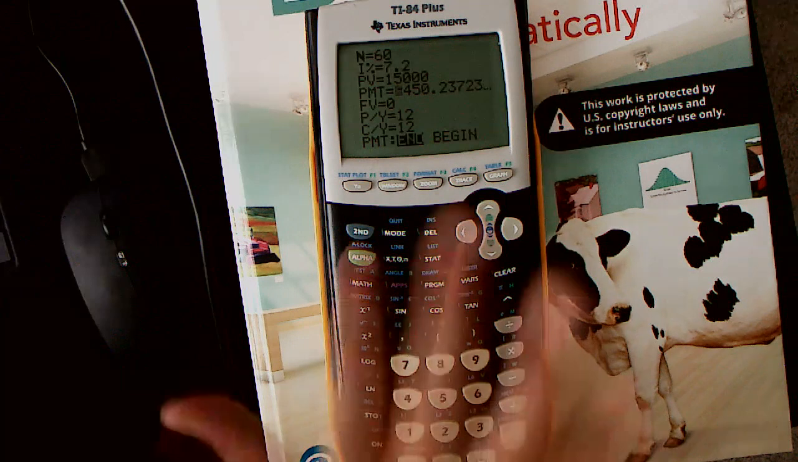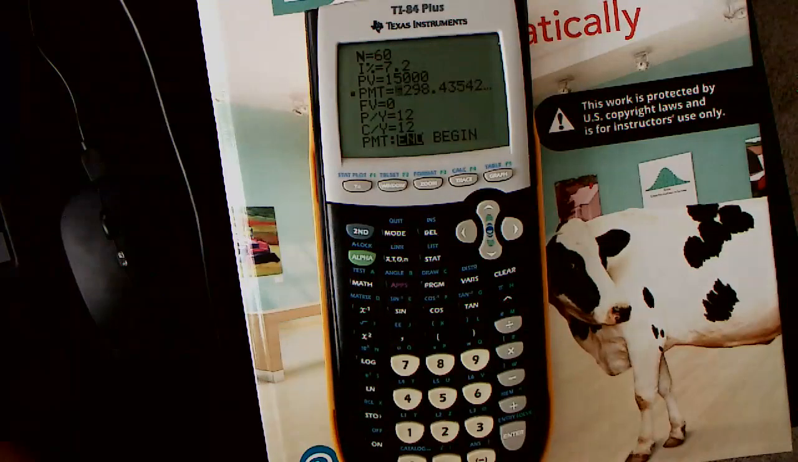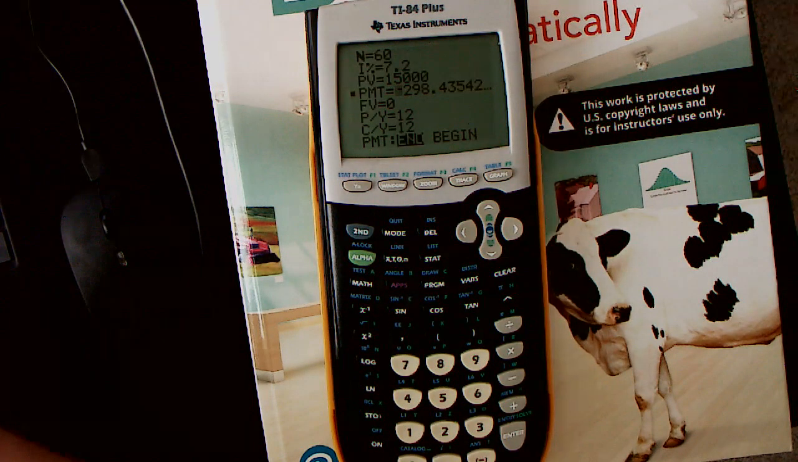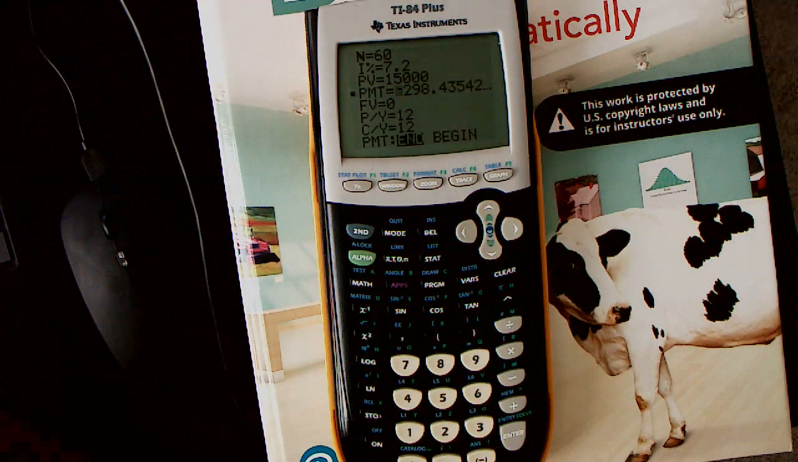Plan B, we have $298.44, right? A lot less, but you pay longer. You pay 5 years. That one is 3 years. Let's remember this number for Plan B. The monthly payment for Plan B is $298.44. And now I'm going to go back to our system.